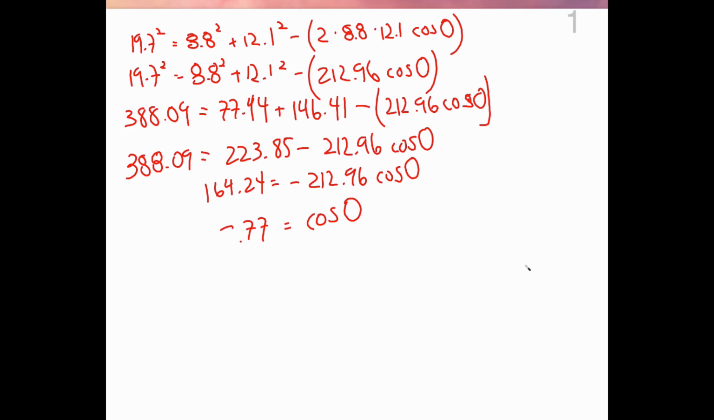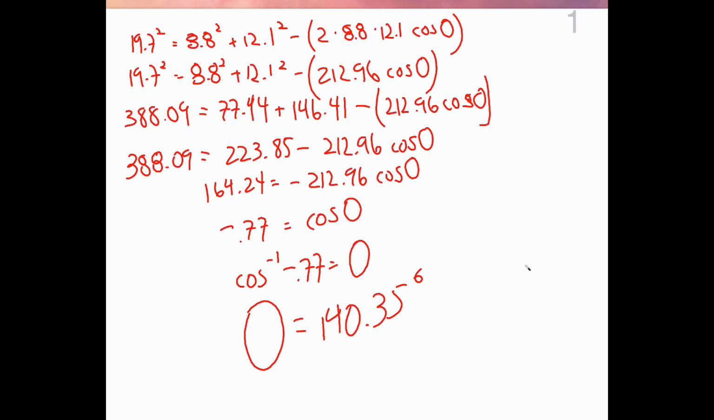How do I get O now? Inverse cosine. So inverse cosine of negative 0.77 equals O. And yes, sir. How'd you get negative 0.77? Took 164.24 and divided it by negative 212.96. Undo multiplication by division. O is equal to 140.35.